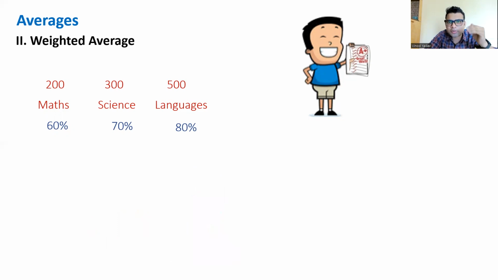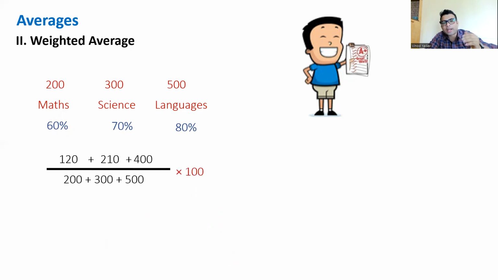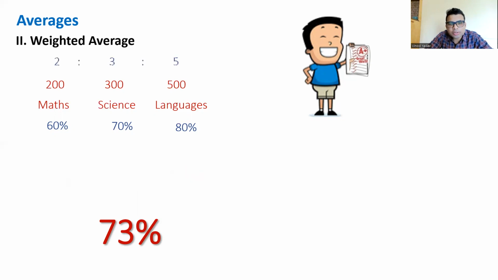Yes, because 60% of 200 is 120. 70% of 300 will be 210. 80% of 500 is 400, right? If you add all this and divide by total marks as a base, that is 200 plus 300 plus 500, right? That is how you used to calculate your score, isn't it? Into 100. So after simplifying this, we are getting 73%. Yes. So this is what is called weighted average.